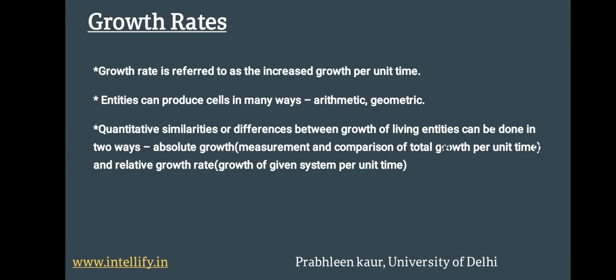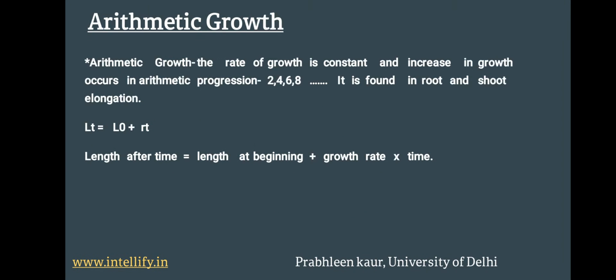Arithmetic growth, the rate of growth is constant. An increase in growth occurs in arithmetic progression, 2, then 4, then 6, then 8. It is found in root and shoot elongation. We have a formula, Lt equals L0 plus rt, that is length after time t is equivalent to length at the beginning plus growth rate into time. A very important formula for arithmetic growth. Simple questions in which 3 of the parameters are given and the 4th is asked are very common.